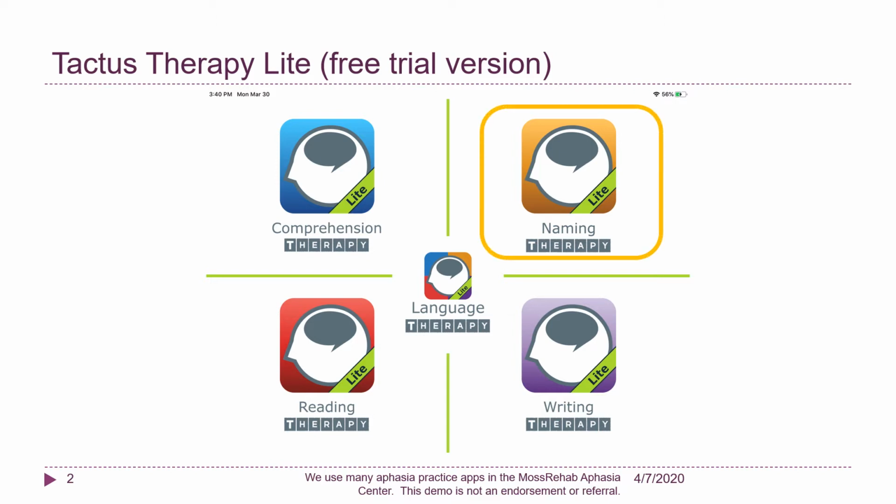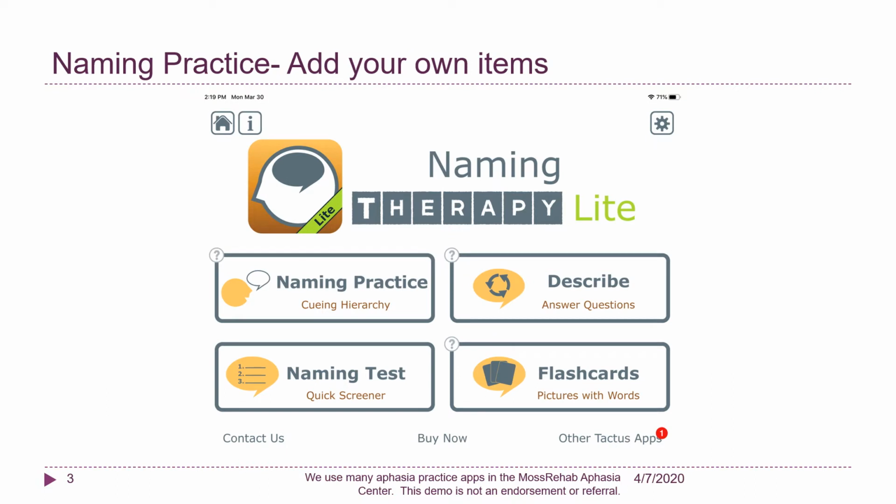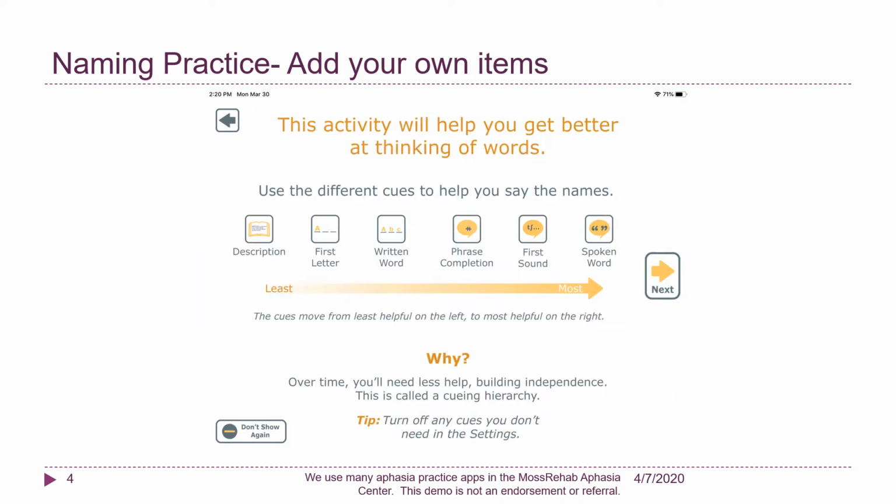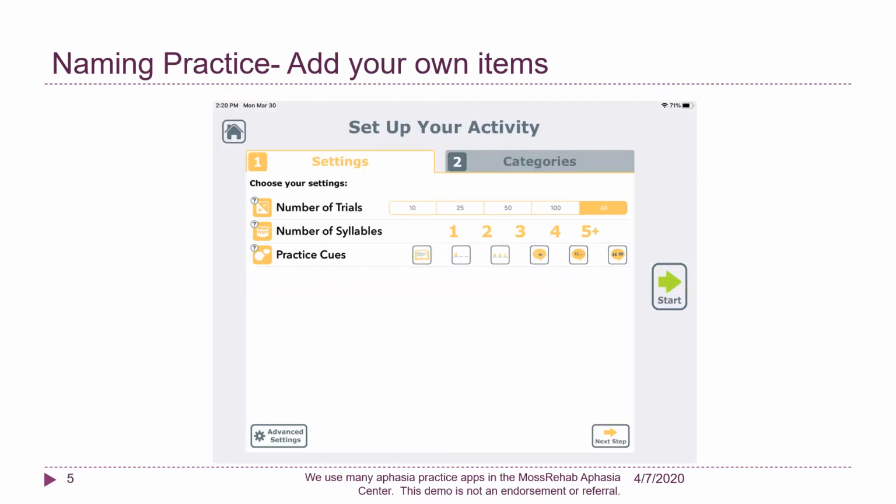So we're going to be practicing how to add your own personal items to the naming therapy app. And once you get into naming therapy, we're going to be doing our addition from the Naming Practice app. If you've never opened the app before, you might see this screen. You can just click Next to get out of it. That will bring you to the Set Up Your Activity screen, which has two folders. The first one is the Settings folder, but we're actually going to click over onto the Categories folder.